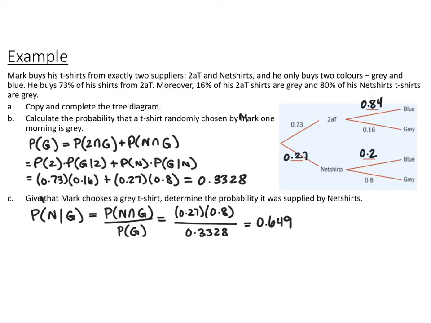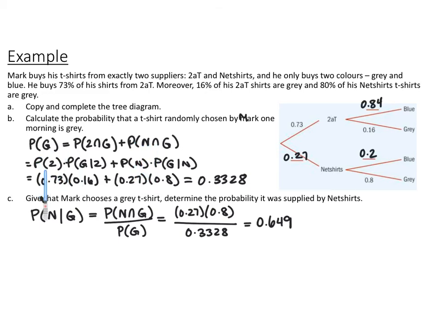So for part B, we want to find the probability that he pulls out a gray shirt. So the 2 ways that can happen is that he pulls out a shirt from 2AT that is also gray, or he pulls out a Net Shirts that is also gray. So the probability that he pulls a gray shirt out is the probability that it's 2 and G, plus the probability of N and G.